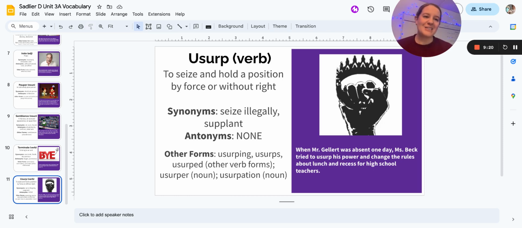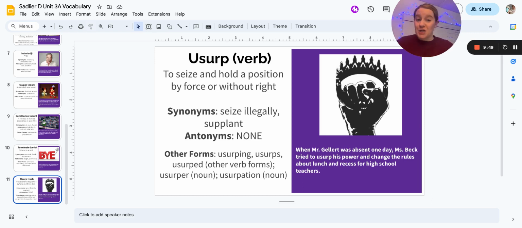And then finally, our last word for this unit, it's quite a fun one. It is usurp, which is a verb that means to seize and hold a position by force or without right. People can stage a coup and usurp the throne or usurp the presidency or usurp a position of power and take that away without the actual right to do it. Your synonyms are seize illegally or supplant. Your antonyms: there are none at all. You have your other verb forms as usurping, usurps, and usurped.